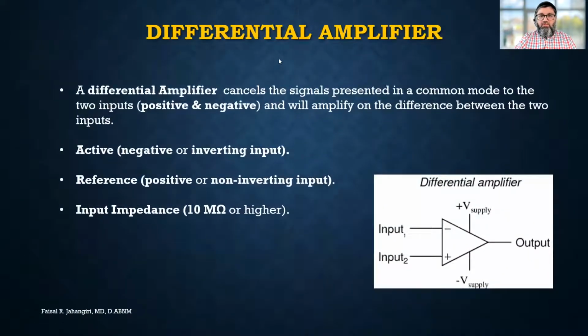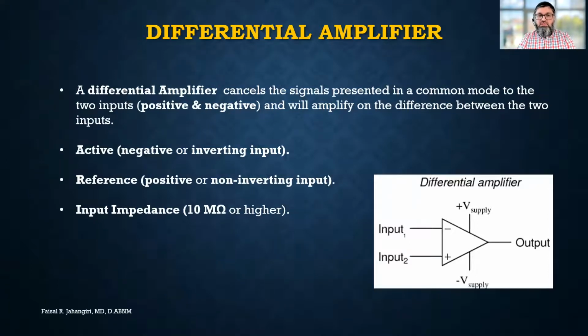What is a differential amplifier? A differential amplifier has a very significant effect on your monitoring. It cancels the signals presented in common mode to the two inputs, positive and negative, and amplifies only the difference between the two inputs. As the name says, it is a component usually presented as in the picture on the right lower corner: a triangle, two inputs and one output. It differentiates between the two inputs and amplifies the difference.